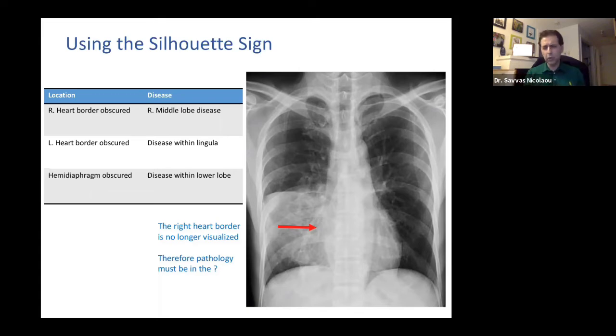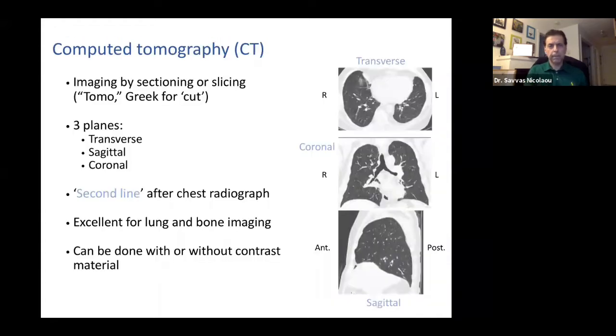That's why you cannot perceive those border changes as you would on the left, where we can see the left heart border and the adjacent air-filled lingula of the left lung. So we can perceive the border of the left ventricle. So that is known as the silhouette sign.